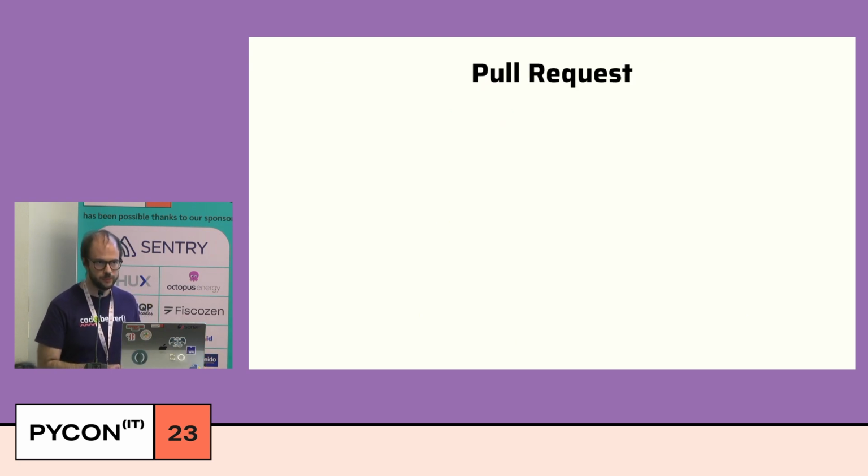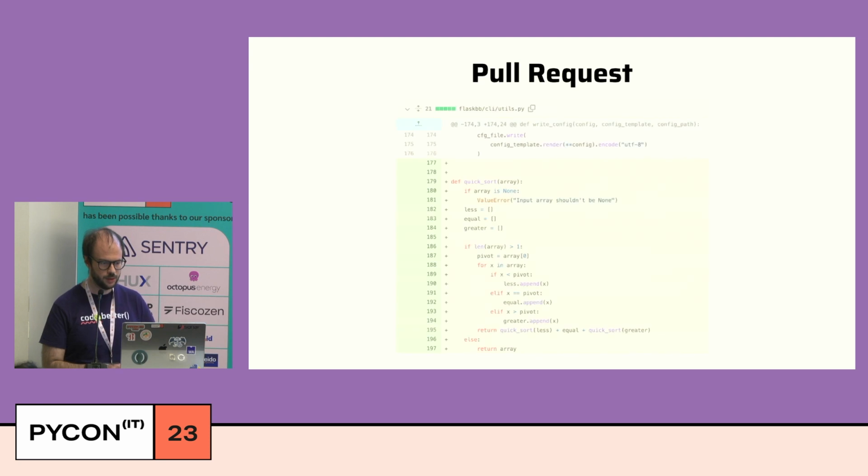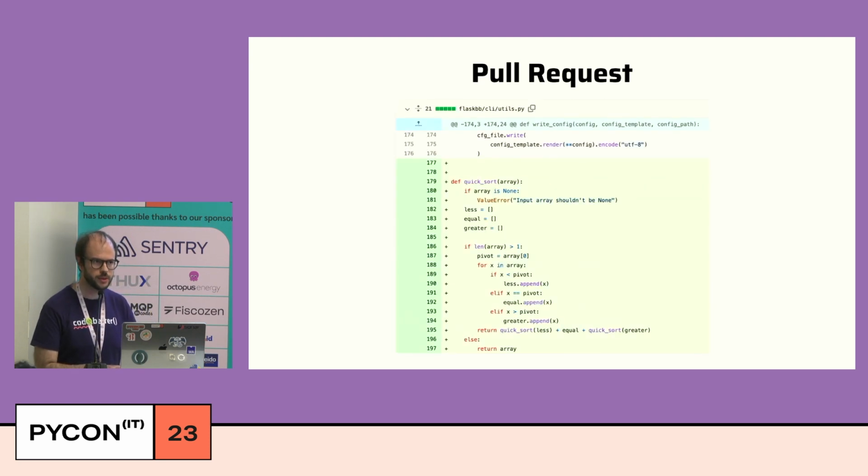For the purpose of this presentation, I'm going to use the simplest of the definitions. So it's just pull request. In this case, let's suppose that I want to add, for whatever reason, a quicksort algorithm to the FlashBB project. So I write my code. Of course, I also write my unit tests to make sure that the code is correct and working fine.